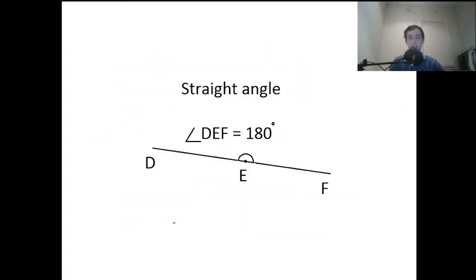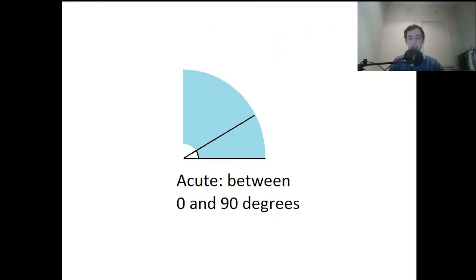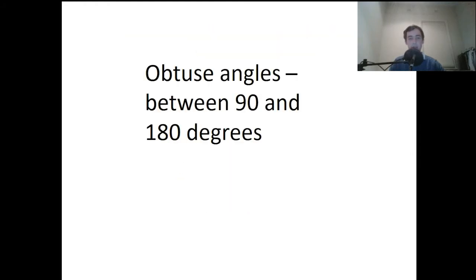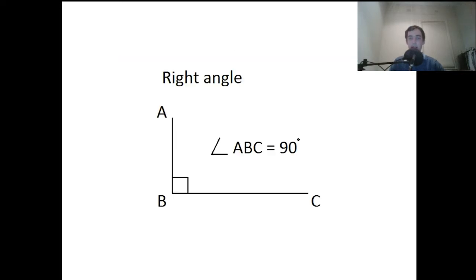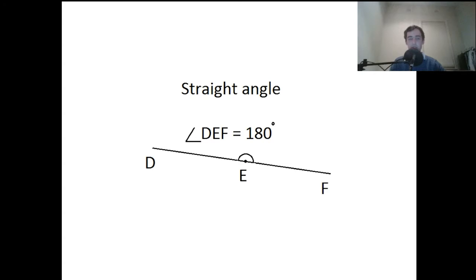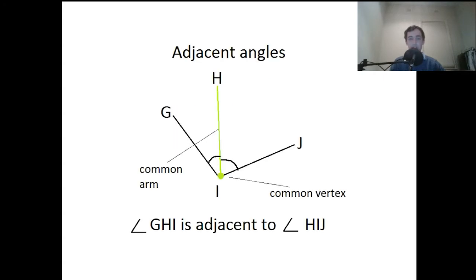Hi everyone. So I just want to quickly recap what we have learned so far. We have learnt quite a few things. We have learned what acute angles mean, obtuse angles, reflex angles, and if you haven't learned some of these things, then just pause the video. Okay, we've learnt right angles, we've learnt straight angles, angles of revolution or revolution.